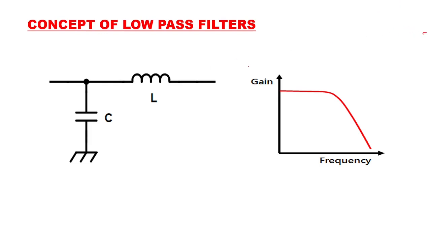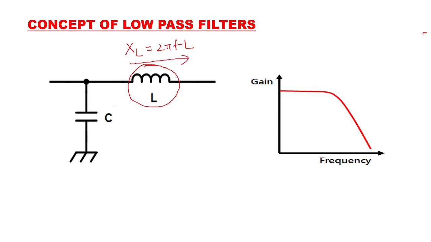So here you can see we are connecting inductor in series because we know that the opposition to the flow of current given by the inductor, that is XL is equal to 2 pi FL. So if the frequency is less, opposition to the flow of current is less, and therefore it will pass those frequencies. So lower frequencies will be passed.